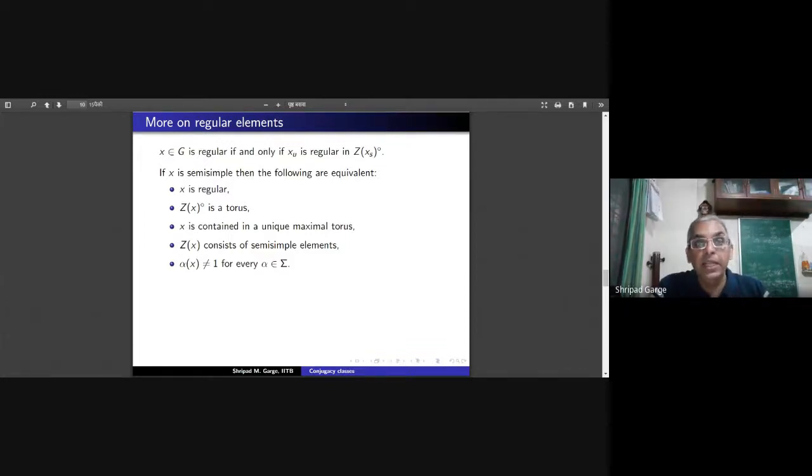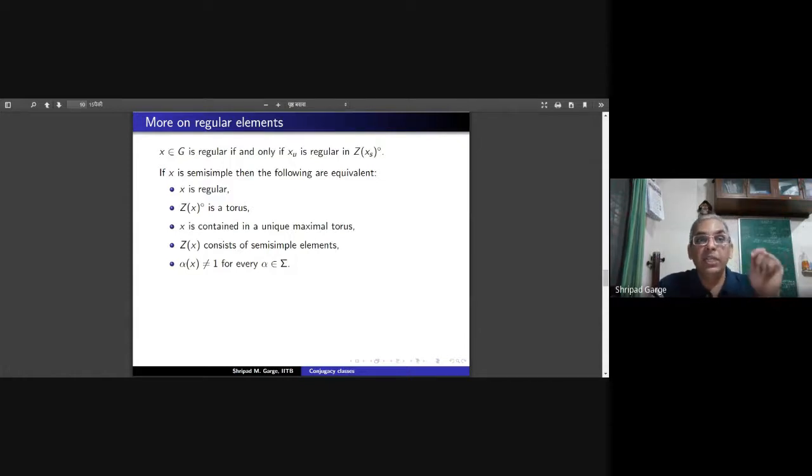X is contained in a unique maximal torus, it has to be regular, because then its centralizer's connected component will have to be equal to that particular maximal torus, and therefore the dimension is the rank of the group G. And this is equivalent to Gx consisting of semi-simple elements. So this is a very interesting statement.